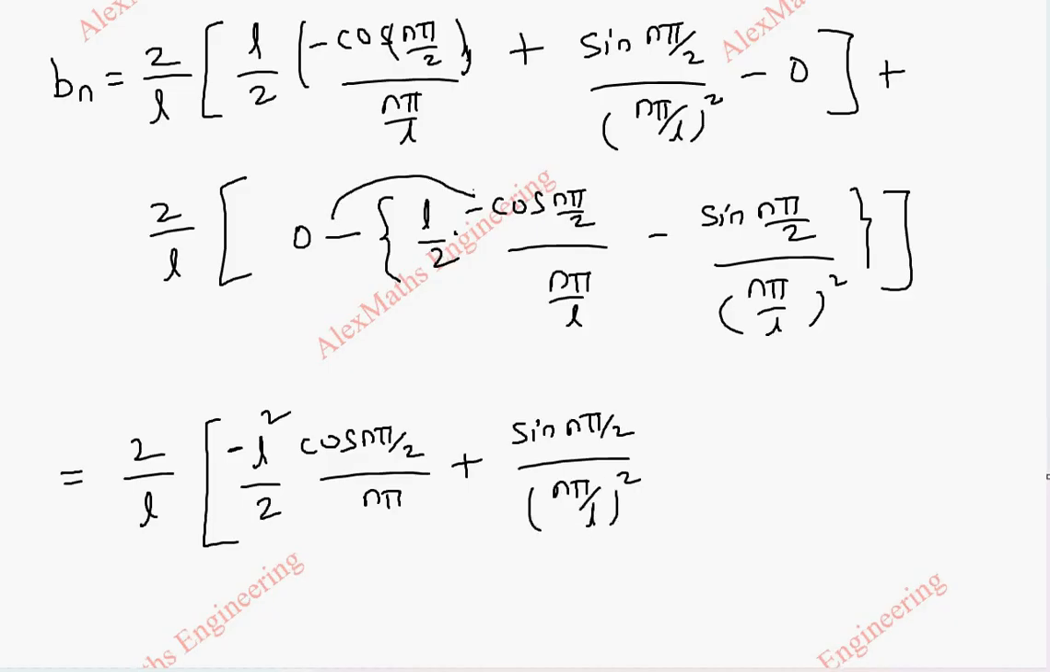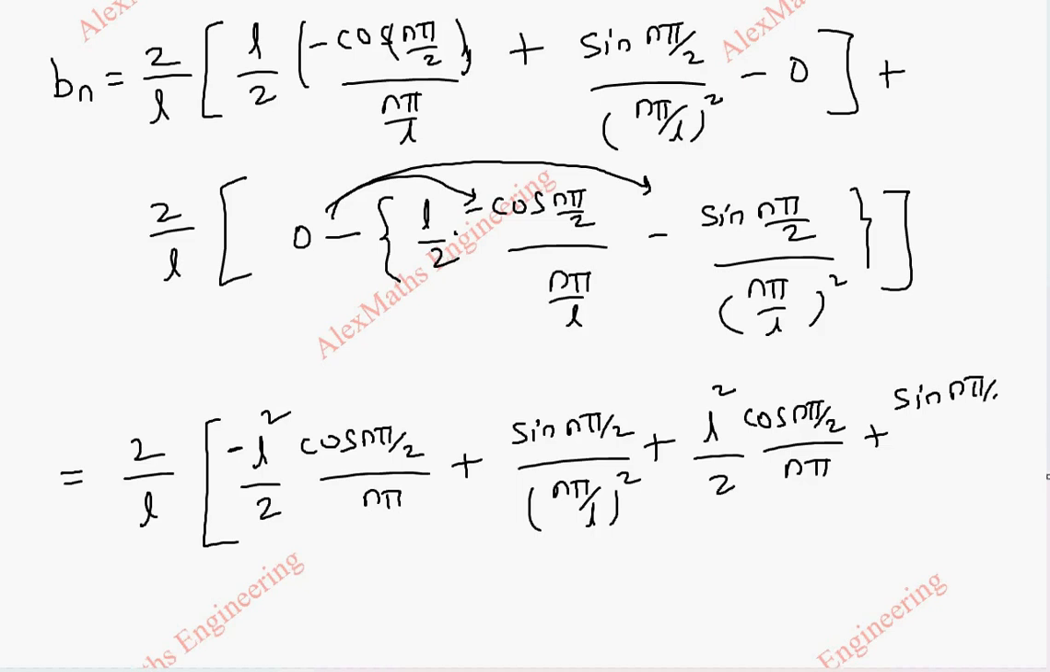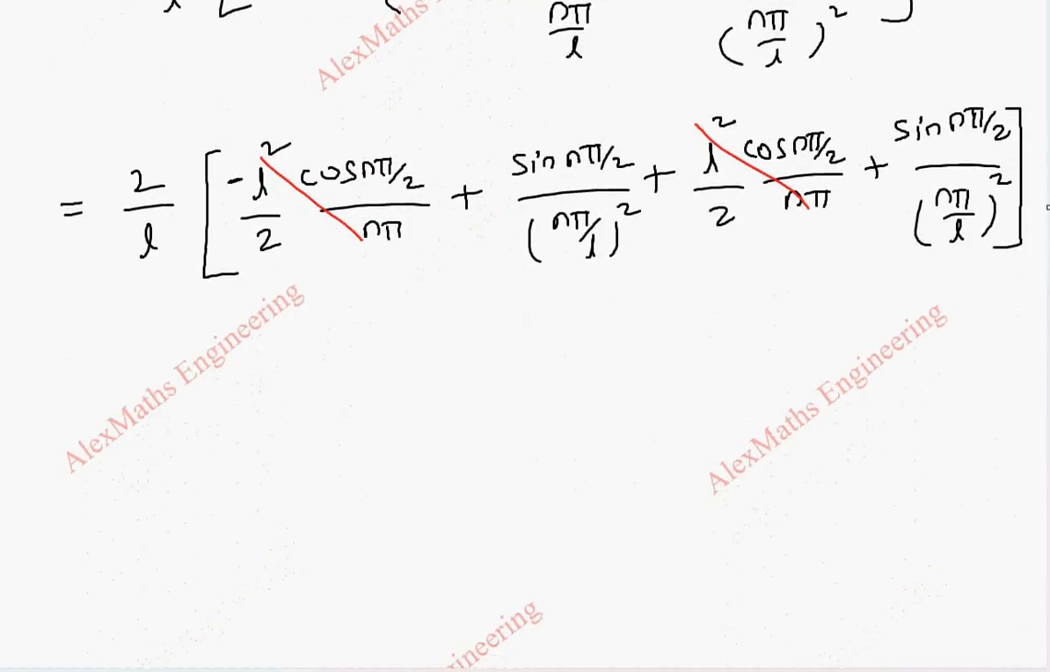Then this minus gets inside, it will become plus L by 2 cos n pi by 2 by n pi and L square. And again this minus comes here, it will become plus sin n pi by 2 by n pi by L whole square. Now we can see these two terms are the same term with opposite sign, L square cos n pi by 2 by 2 into n pi. So one is minus, the other is plus, we can cancel.